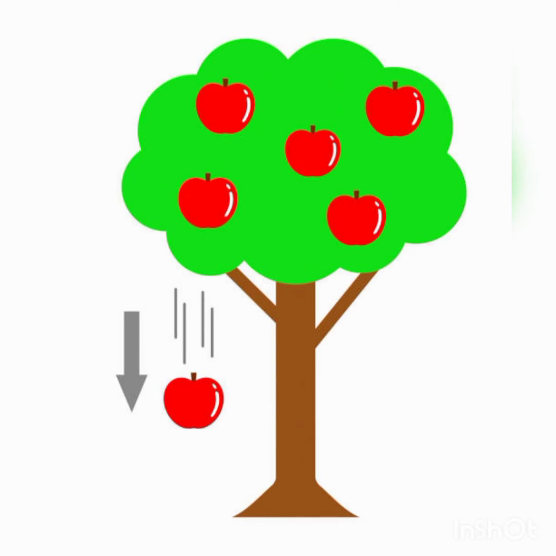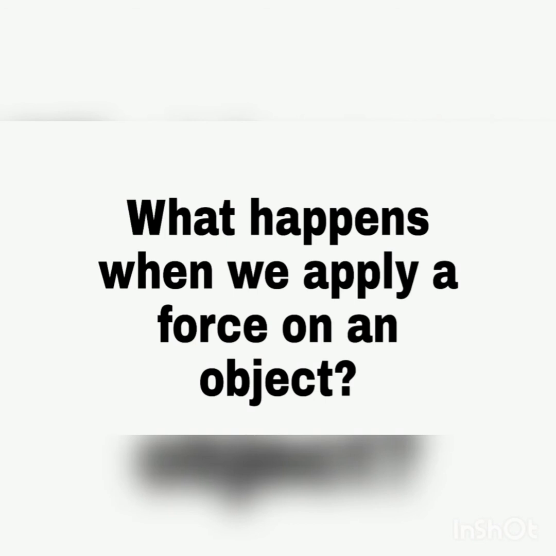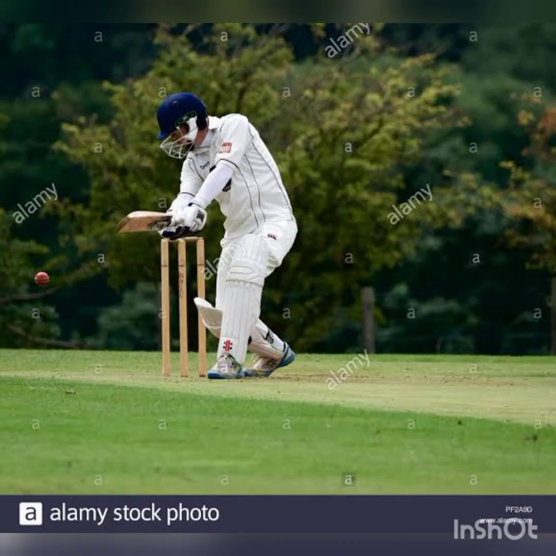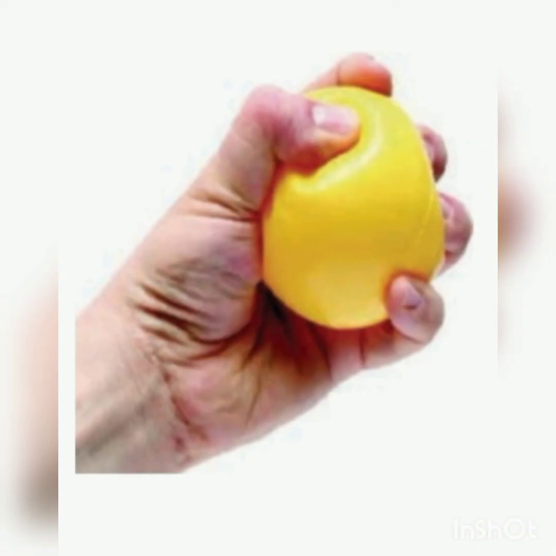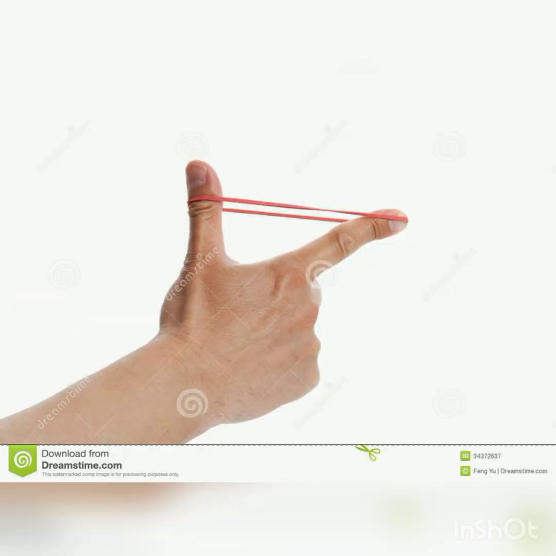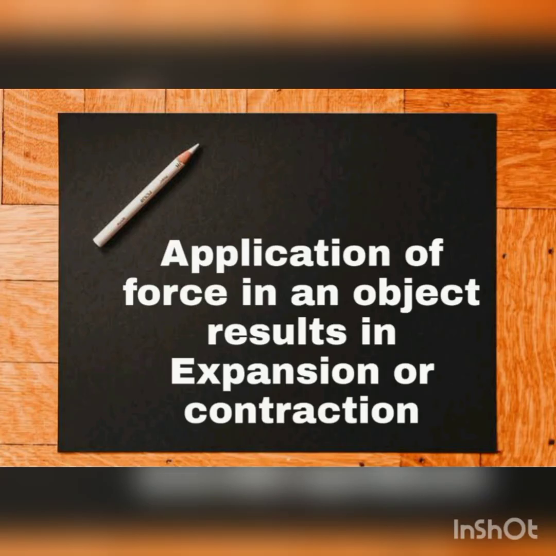Now, we will see what happens when we apply a force on an object. If a batsman hits a ball, the ball, which is already in motion, after the strike, its speed will increase and the direction of the ball also changes. When force is applied on an object, it results in a change in its speed and a change in its direction. When we crush a balloon or pull a rubber band, the shape of the object changes on the application of force, which results in expansion or contraction.